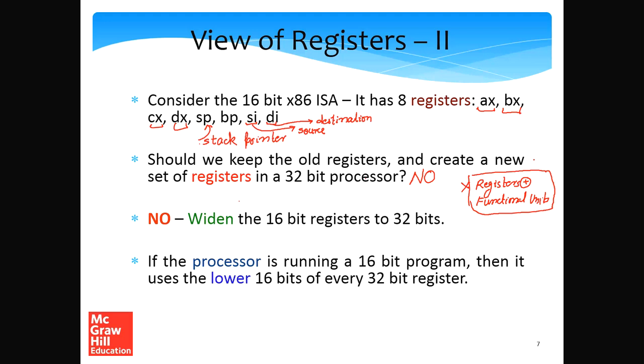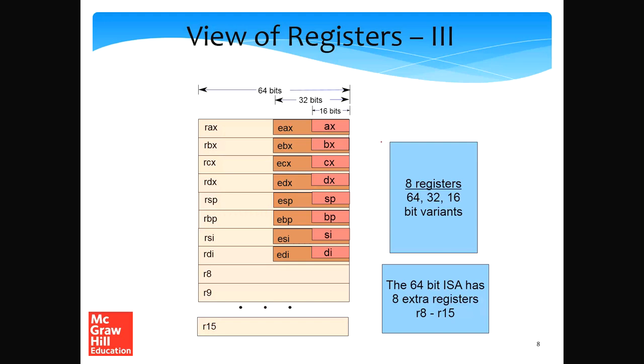What we can do is widen the set of 16-bit registers to 32 bits. We shall see in the next few slides how this is done. If the processor is running a 16-bit program, it can think that every register is 16 bits wide. It will use the lower 16 bits of every 32-bit register to save its value. Let's take a look at this particular figure. This figure is very important. We'll keep on referring to it, so it's very important that readers get a very good idea of this figure before proceeding.